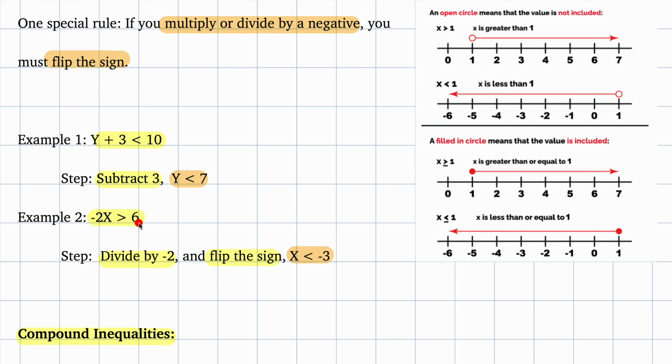Here, negative 2x is greater than 6. Here, we know we have to divide by a negative, so we must flip the sign. So, dividing by negative 2 on both sides gives us the value x is less than negative 3 as a solution.